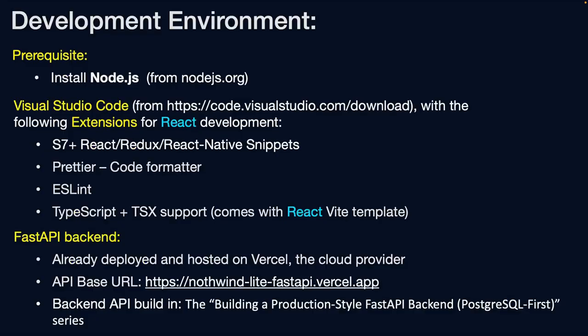For our backend, we don't need to install anything, since we'll use a hosted FastAPI on the Vercel cloud provider. So all backend endpoints are ready to go. If you're wondering where this backend comes from, it's built step by step in my backend series on this channel. In that series, we design database models, implement JWT authentication, structure routers, and deploy the API to Vercel.